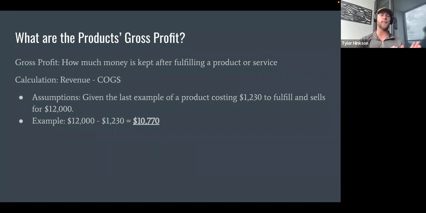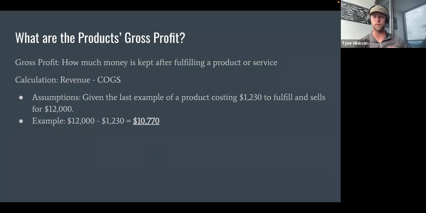So let's take the same assumption that we took for cost of goods sold. And we know from there that the cost of goods is $1,230 to fulfill, and the product sells for $12,000. So in order to figure out what the gross profit is, we're going to take $12,000 minus $1,230, and that will equal $10,770.